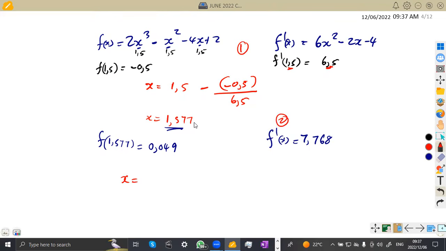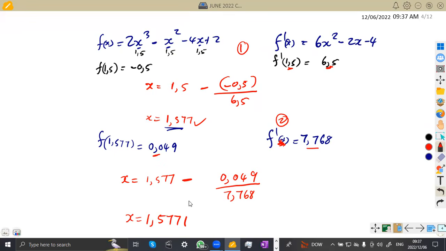So our x this time is now 1.577 minus our formula, which is f of xn over the first derivative of f, which is 0.049 over 7.768. All right, so that's it. You and your calculator, guys, make sure that you use your calculator properly on simplifying to 3 decimal places.